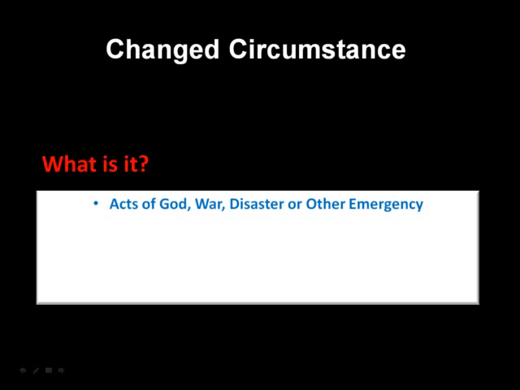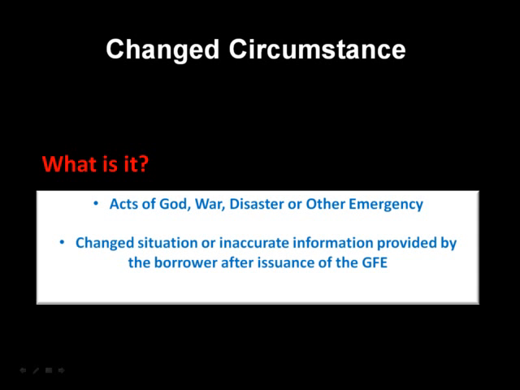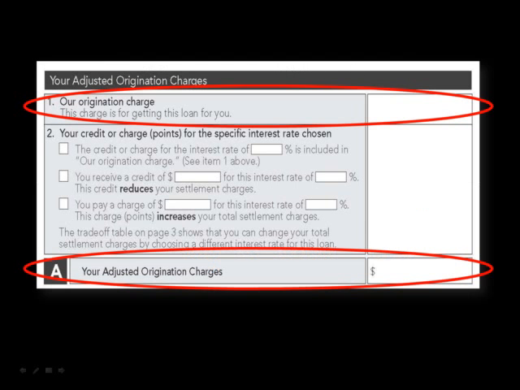But what does that mean? Well, a changed circumstance as defined by HUD is an act of God, war, disaster, or any other type of emergency, or a changed situation or inaccurate information provided by the borrower after the good faith estimate was issued. The origination fee listed on the good faith estimate, which now includes all the lender fees, appraisal, and processing fees, cannot change from the original quote.